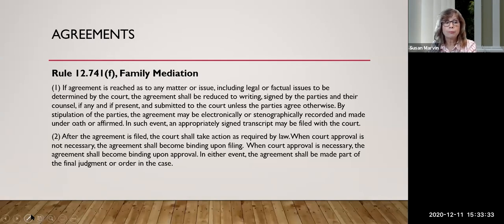Sometimes in family law agreements, the court needs to determine if the agreement is appropriate. And hence you have subsection 2, the court would take any action that's required by law. If court approval is not necessary, it would become binding upon filing. When court approval is necessary, it's binding upon approval of the court. And the agreement is made part of the final judgment or order in the case. I believe that usually the court wants to review and approve agreements involving children. So again, the best interest of the children is going to be important to the court. Next slide.